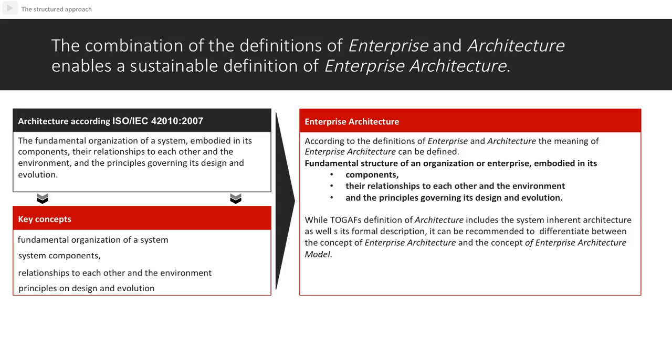So, as discussed in the first video, ISO 42010 defines architecture as the fundamental organization of a system, embodied in its components, their relationships to each other and the environment, and the principles governing its design and evolution. Once one starts combining the definitions of architecture and enterprise, architecture can be defined as the fundamental organization of an enterprise, embodied in its components, their relationships to each other and the environment, and the principles governing its design and evolution.